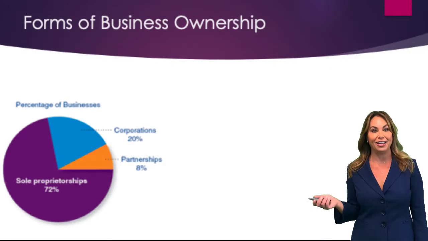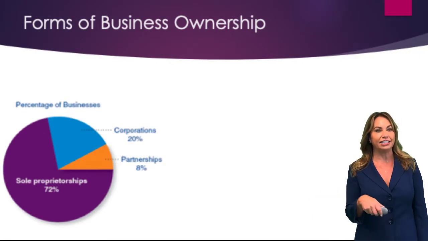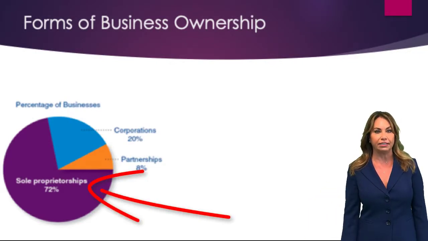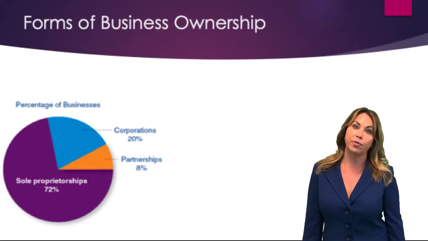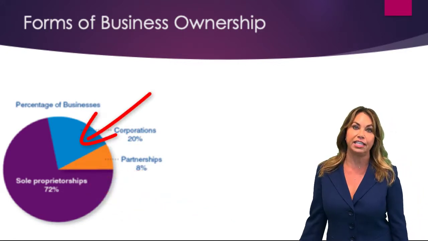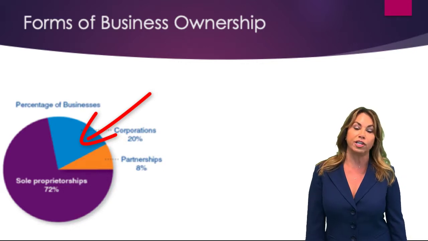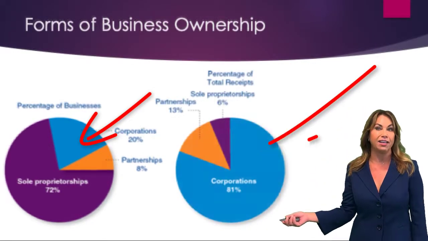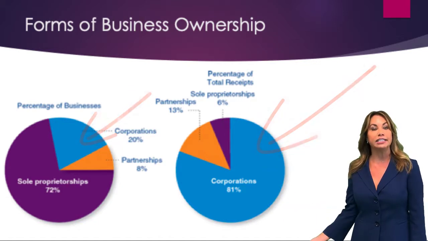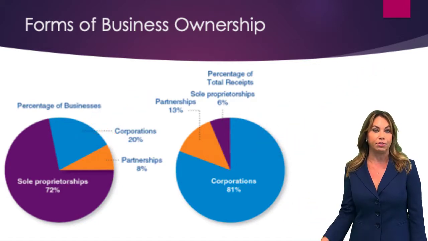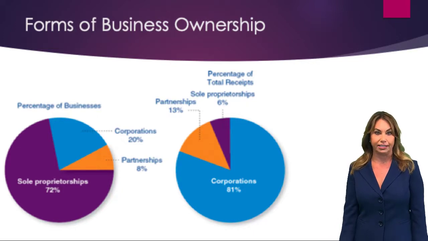Let's take a look at the numbers. So in the United States, 72% of all businesses are actually sole proprietorships. However, although only 20% of the businesses we see are corporations, those corporations account for over 80% of the total receipts in the United States. So if you take a look at these numbers, you see that all three of these types of ownership have merit and are worth discussing.